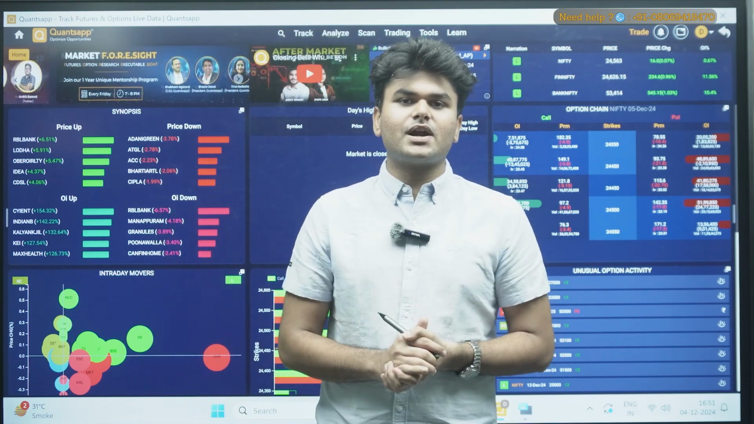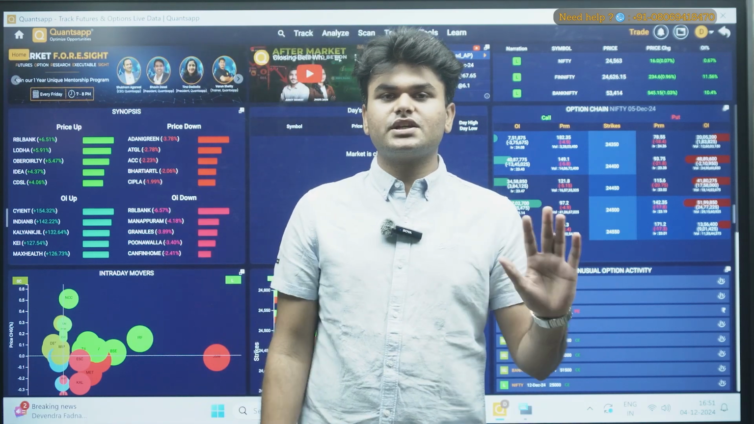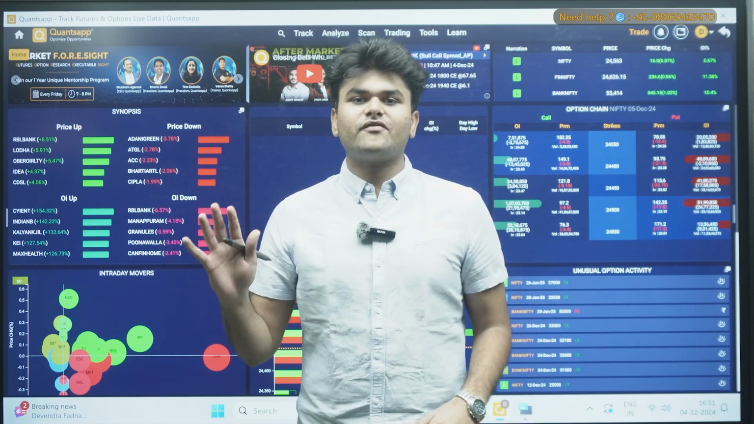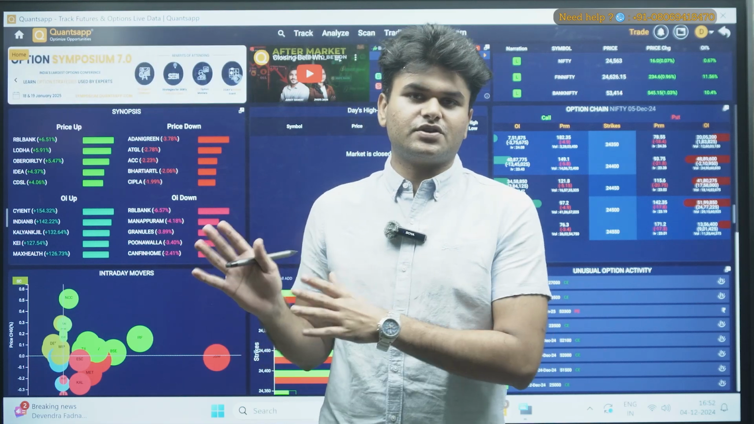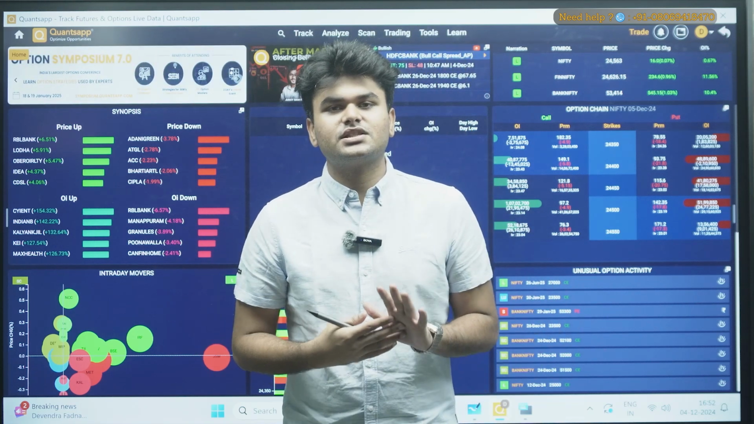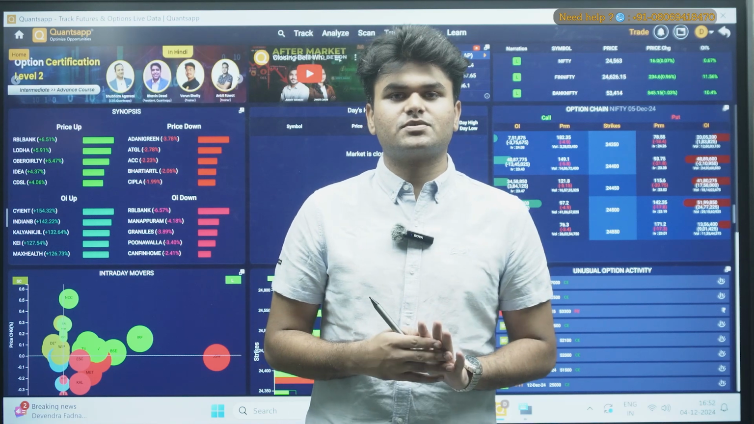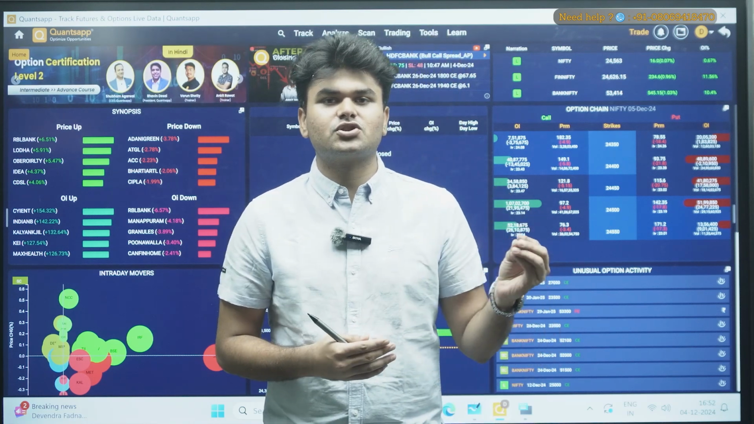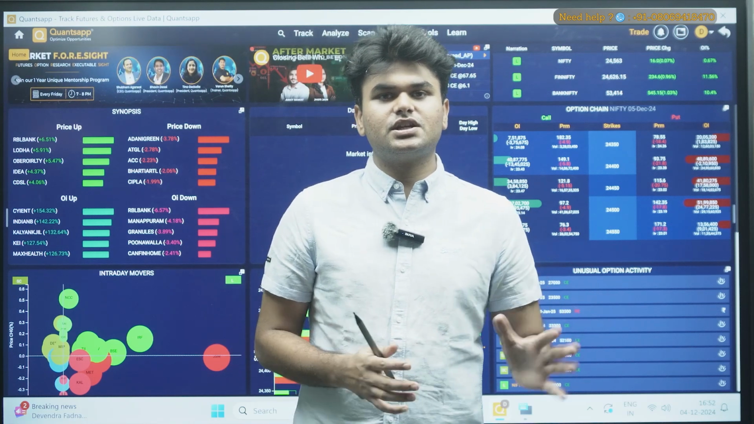Now, there are two types of participants which we see: DII and FII. FII is the foreign institutional investors. DII is the domestic institutional investors.